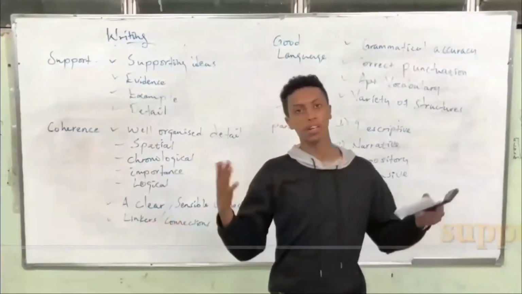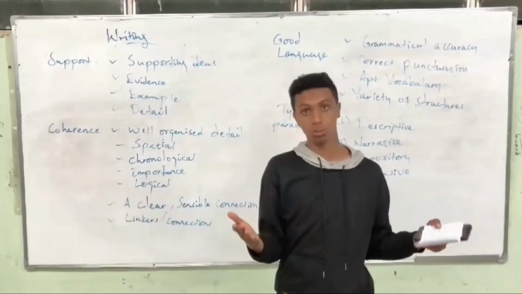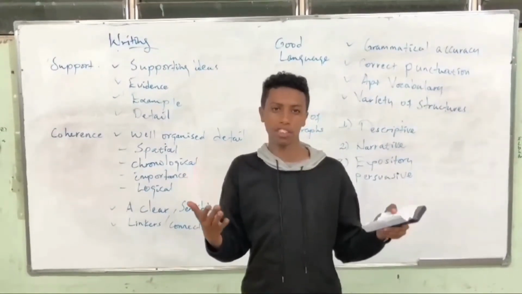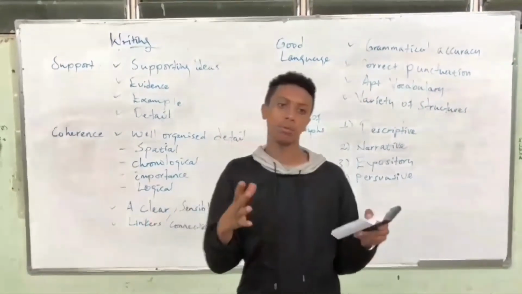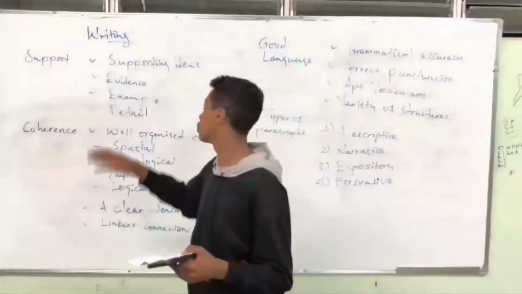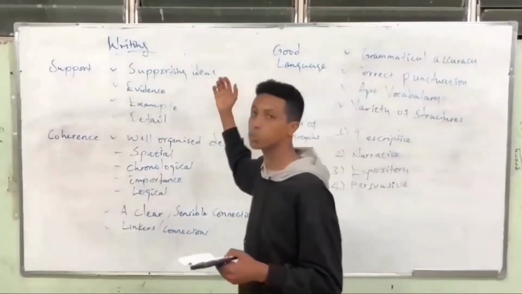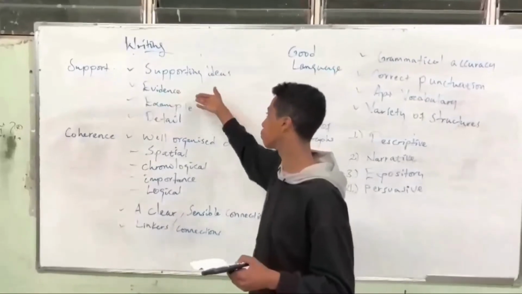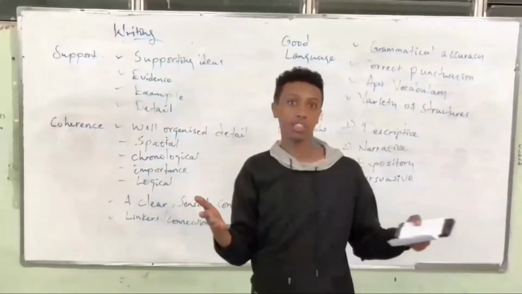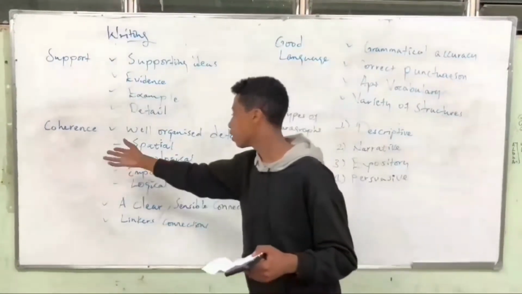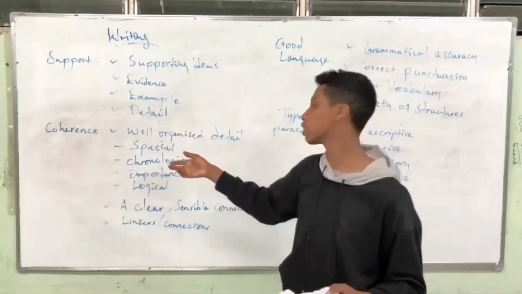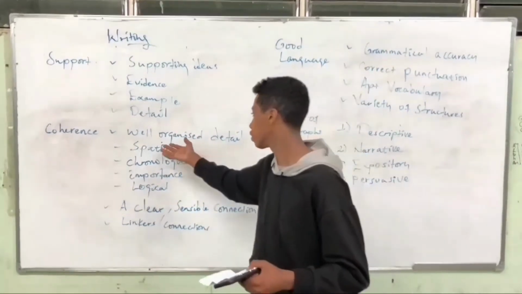Support means how we can say a paragraph is supported: when the supporting ideas support the main idea well, by good evidence, good examples, and when it describes the main idea in detail. And coherence is the third criterion that we can use to evaluate a paragraph.